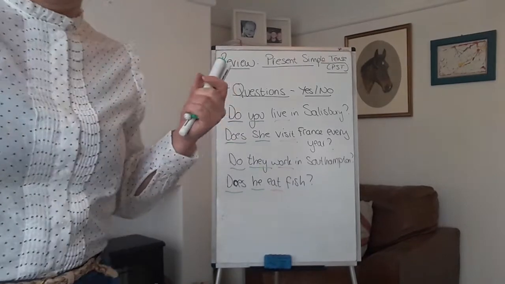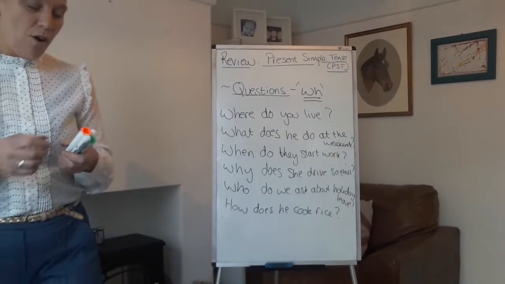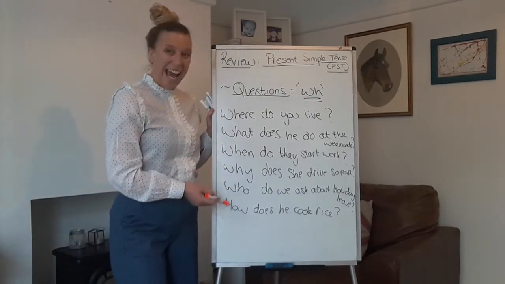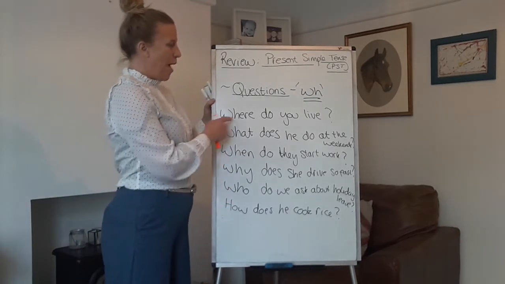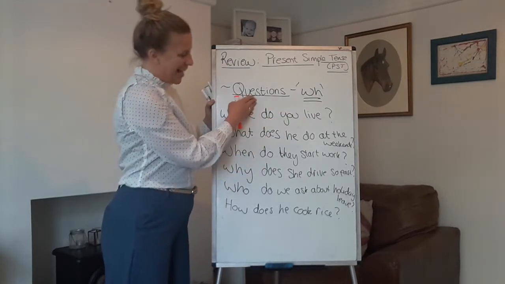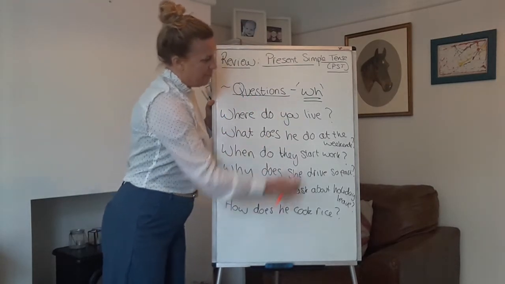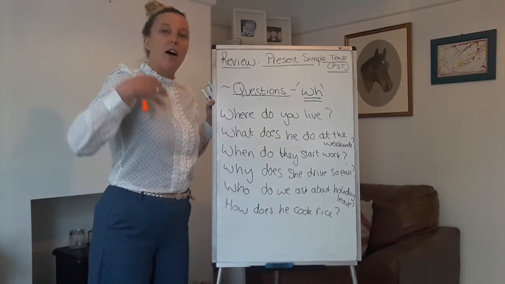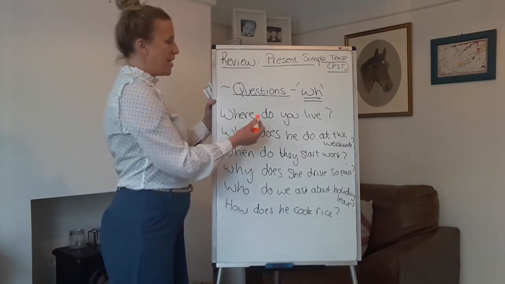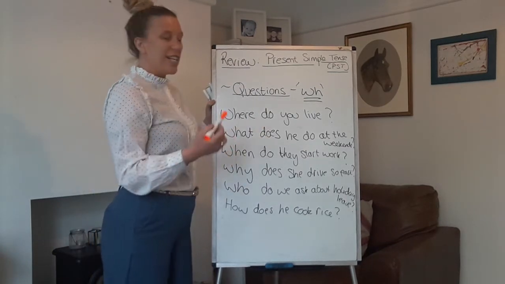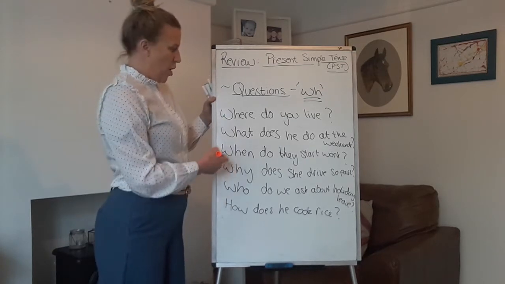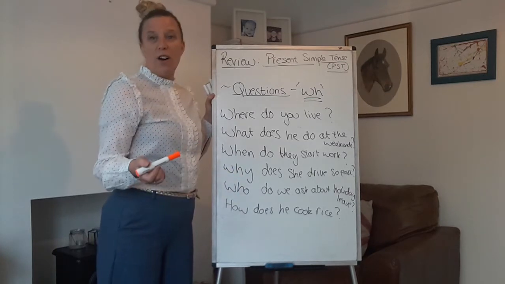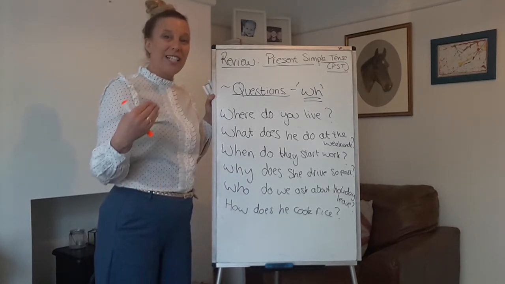And then just quickly, remember also with WH questions we've got where, what, when, why, who and how. So where do you live? So it's exactly the same. We've got do or does plus the subject plus the base form of the verb, but we put the WH in front so that we get a full answer, not just yes, no. So where do you live? I live in Wilton. What does he do at the weekend? He plays football. When do they start work? They start work at 6 o'clock. Why does she drive so fast? She drives so fast because she's late.